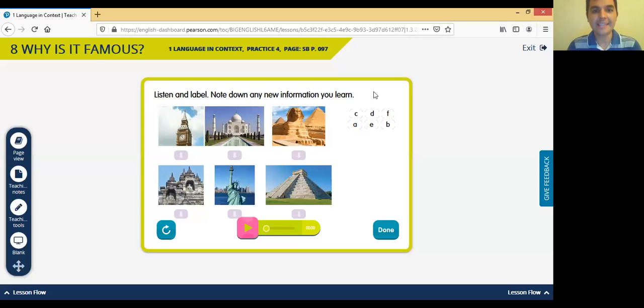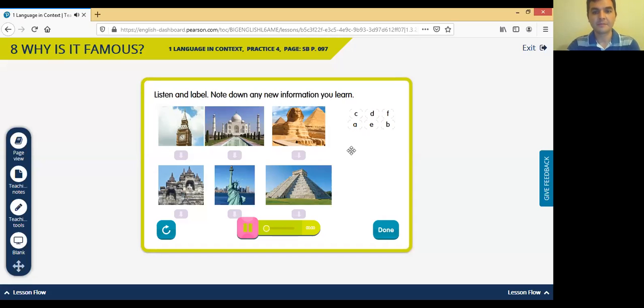In this next exercise, we're going to listen again to some information about these monuments and try to match them to the correct letter, such as the indication tells us. Listen and label. Note down any new information you learn. Well, in this case, if you want to note anything down, just make a mental note of it or write it down in a notebook. So let's listen.